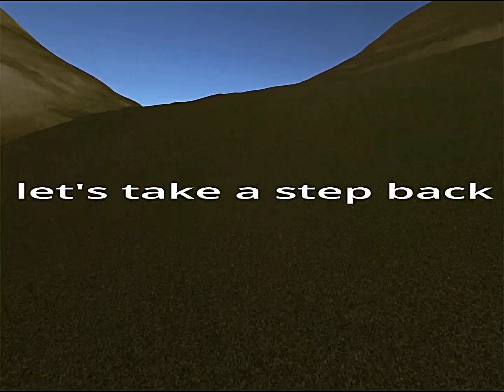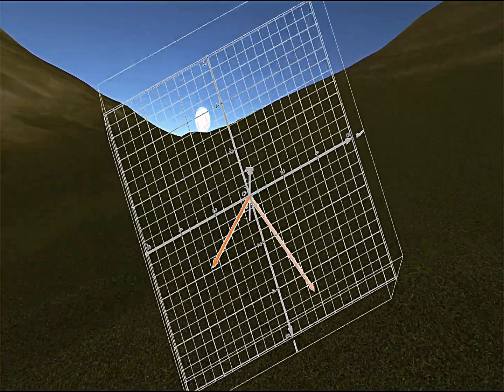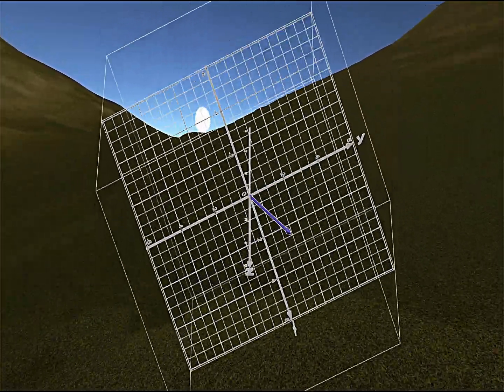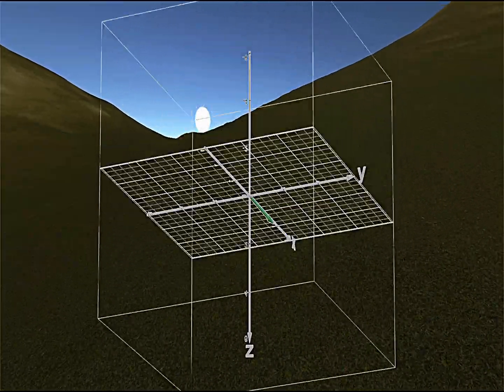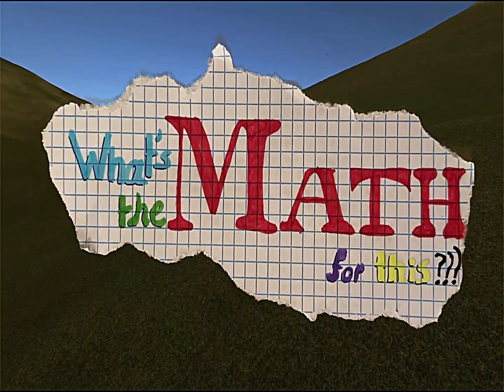Okay, let's take a step back. Cross product can't always be visualized this easy. What if the vectors don't lie on any axis? Do computers have to draw these silly little pictures every time they want to compute? What I'm asking is, what's the math for this?